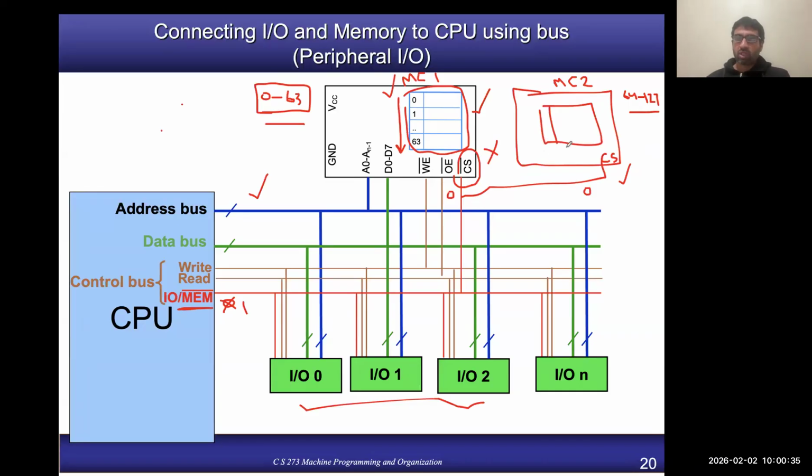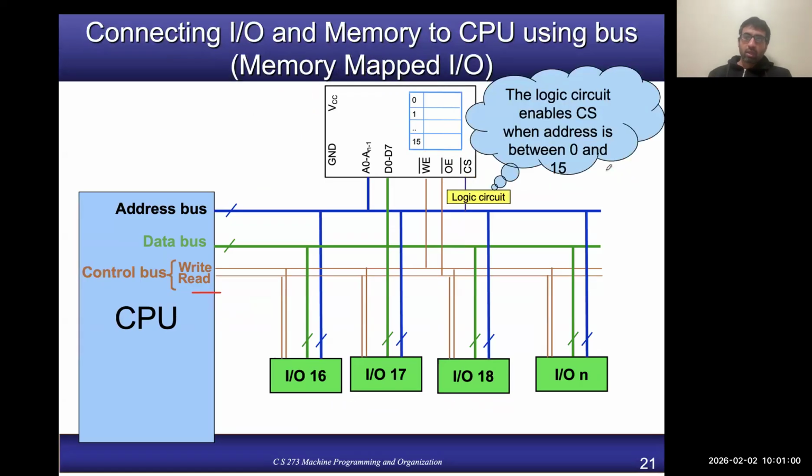For example, the logic circuits of both these chips will be different. The logic circuit of the first chip will check if the address is in the range 0 to 63, and then it will send a 0 to chip select. And the logic circuit of memory chip 2 will check if the address is in the range 64 to 127, and then it will send a 0 to chip select. Otherwise, it will not send 0, it will send 1.